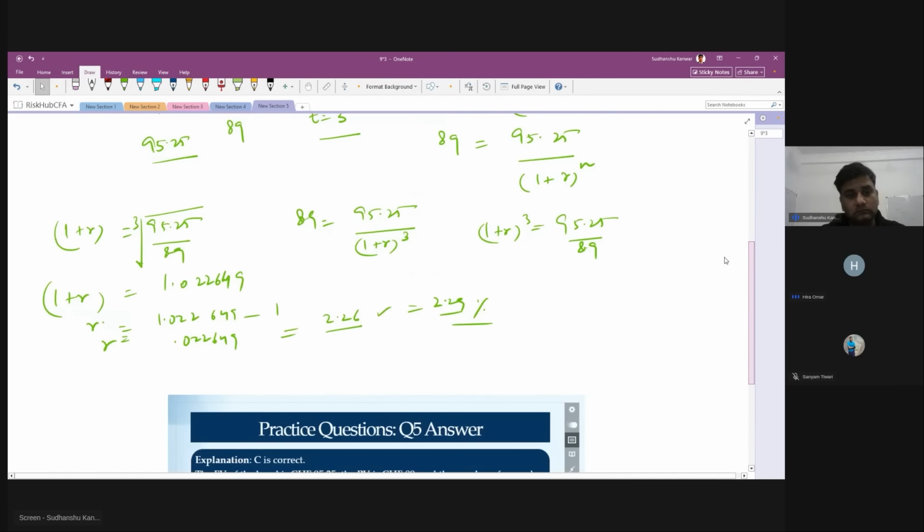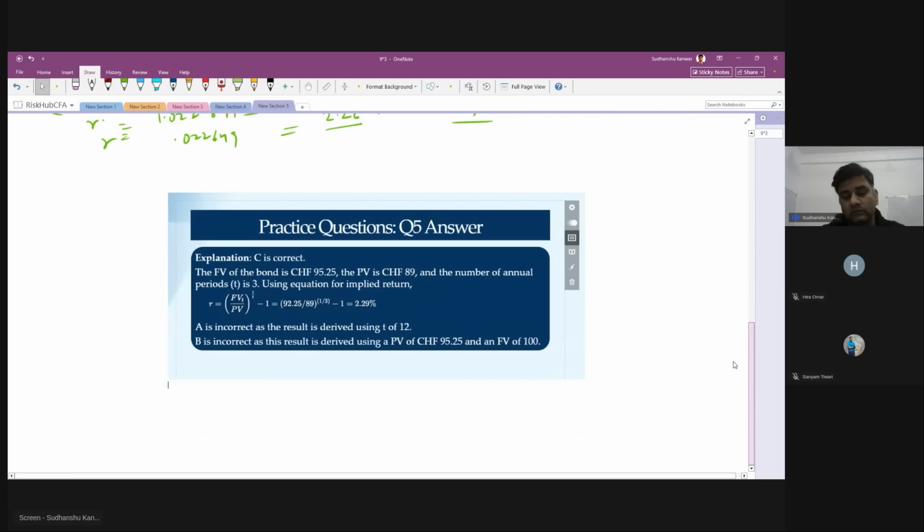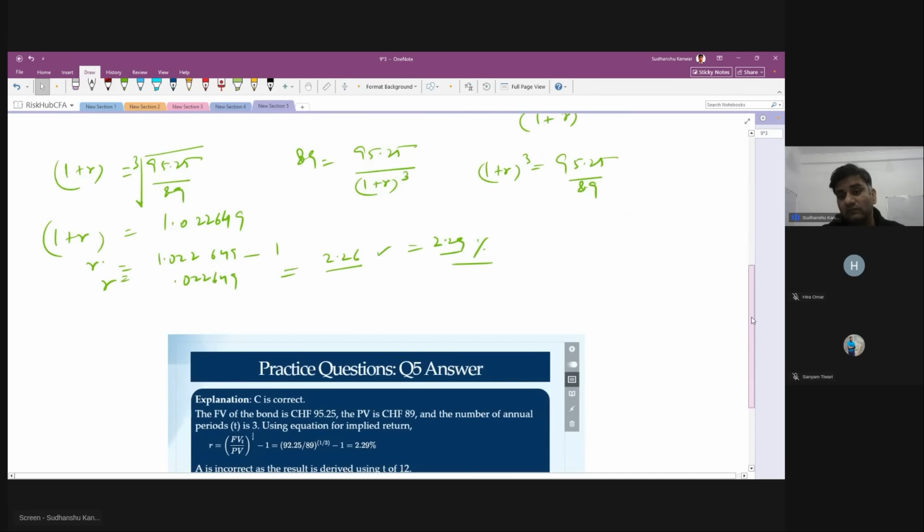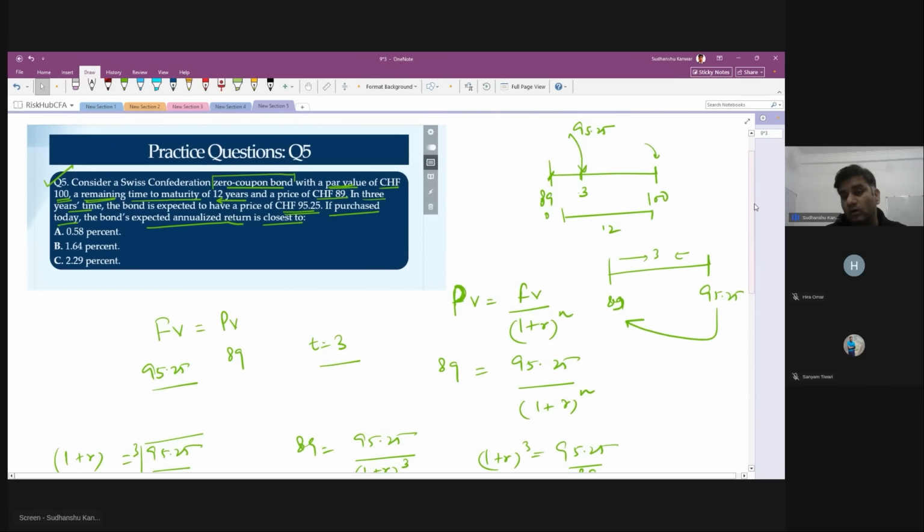It's not a YTM, right? Because what we are trying to see is only the return for 3 years. YTM is when we will hold the bond for 12 years until maturity, right? YTM is only applicable when we are not calculating for just 3 years. I have to take 100. If I take it from 100 to 89, that will be my YTM.